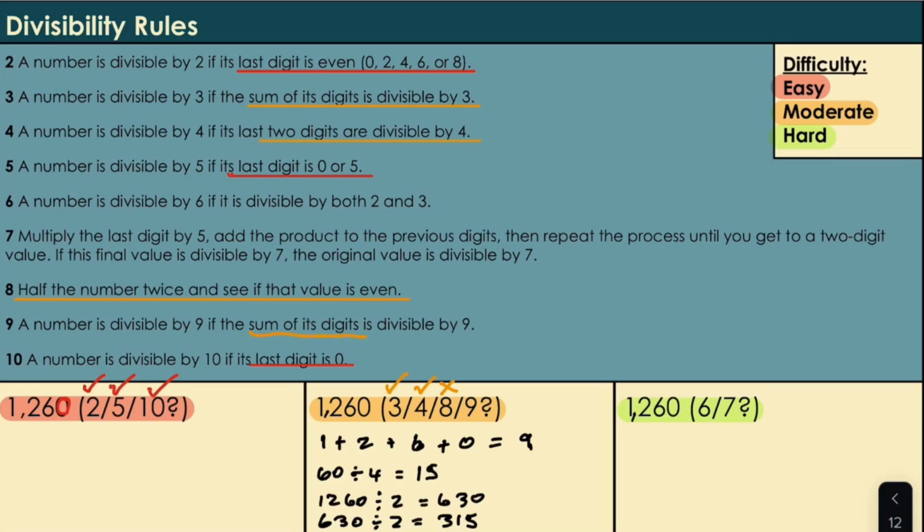What about 9? The sum of its digits is divisible by 9. So 1 plus 2 plus 6 is 9, so we know it is divisible by 9. I'm going to put a tick.